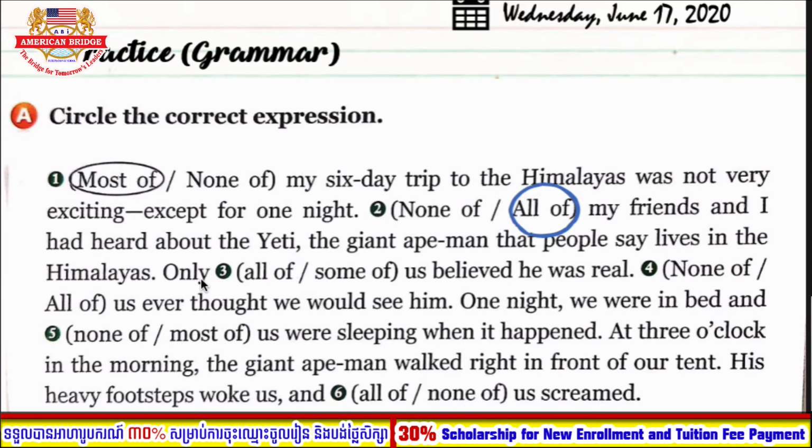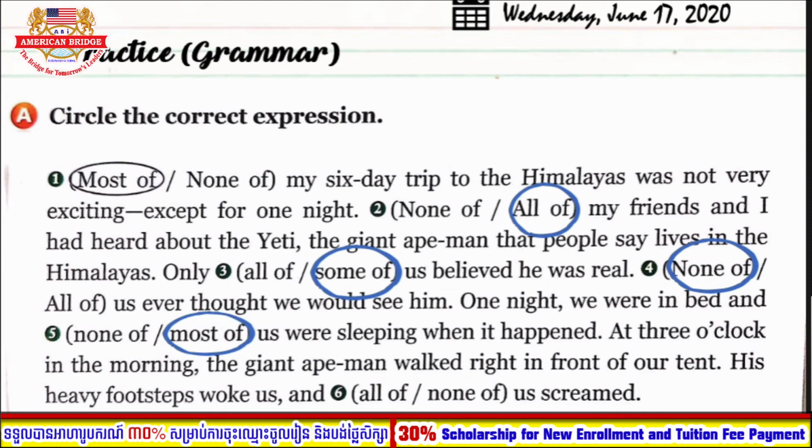Only means only a few or only all. So only some of us believed he was real. Which one? None of us ever thought we could see him, or all of us? The correct answer is none of us thought we would see him. One night we were in bed and none of us were sleeping when it happened, or most of us? Most of us were sleeping when it happened.